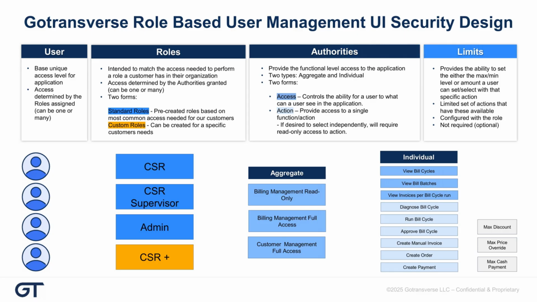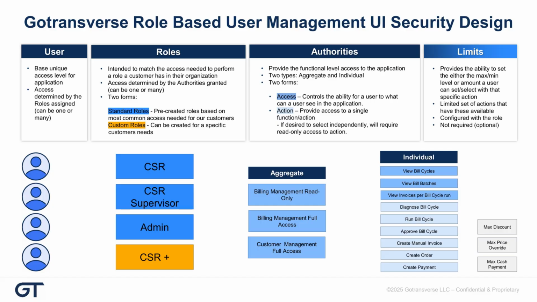Limits control to what extent a user can perform a specific action. For example, in creating an order, I can create a limit which will limit the amount a user can override the list price on an order item. Limits are available for a limited set of actions and are configured with the role.